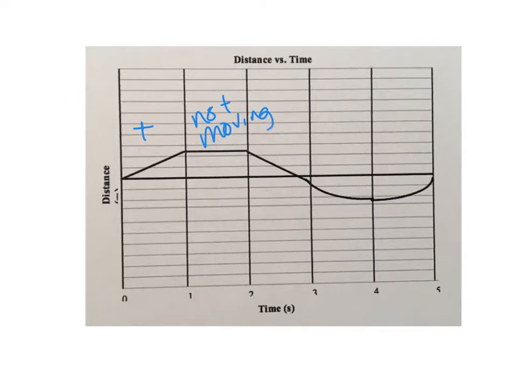And then from 2 to 3, it is moving backwards because it's going down, as well as from 3 to 4, the line is still going down even though it's curved. It's moving backwards or into the negative direction. And then from 4 to 5, it is moving in the positive direction because your line is headed up.